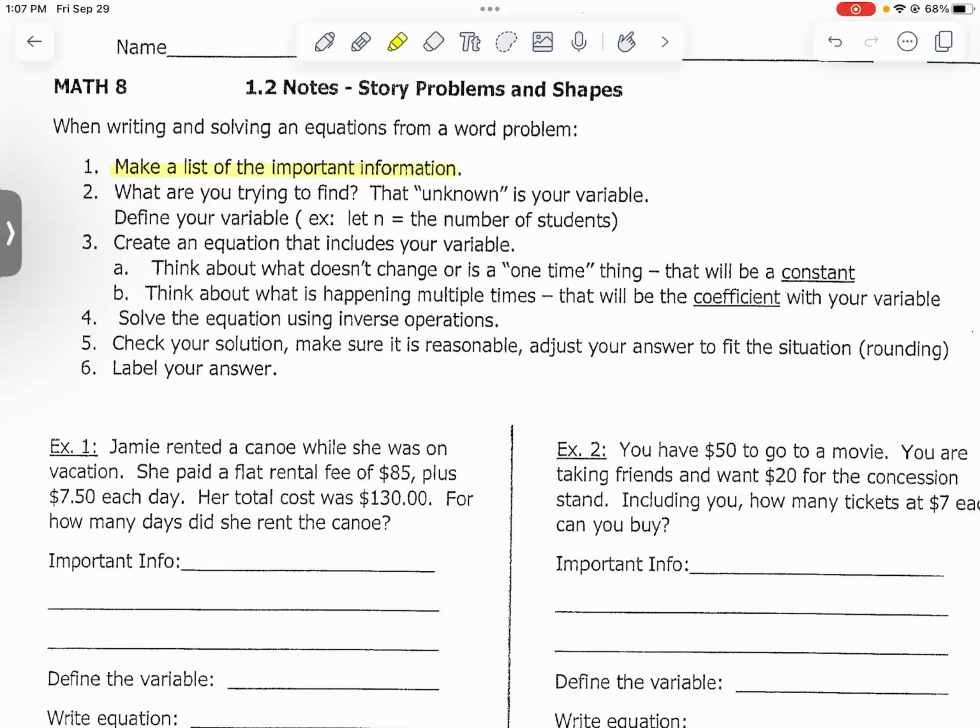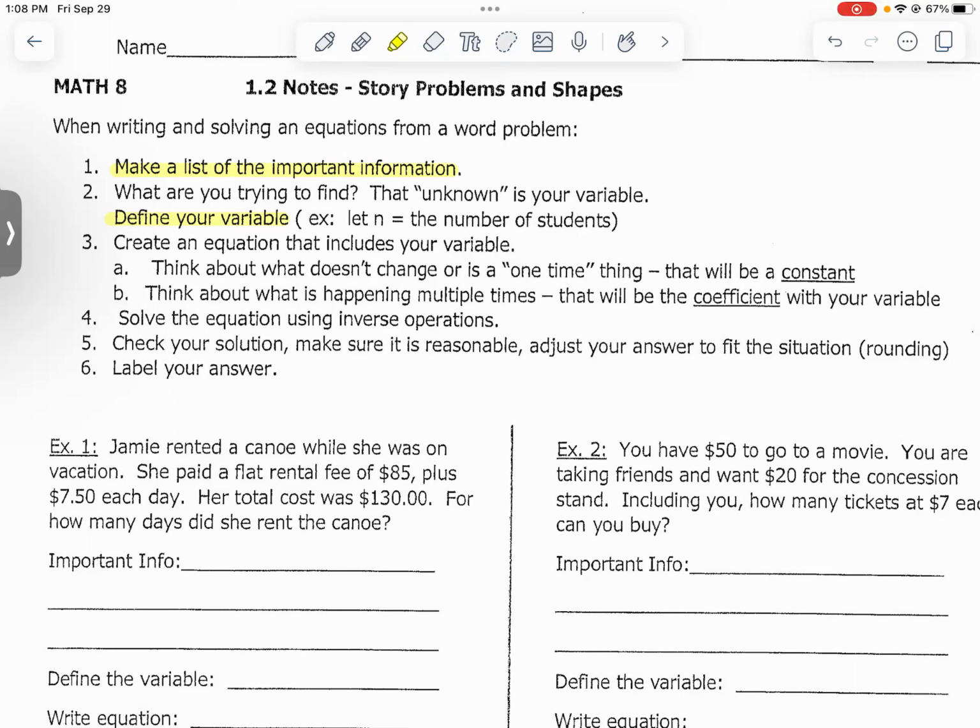It is important that you define your variable, okay? You can use X every time. You can use N for number of students. You can use D for donuts. I don't care what letter you use, but you need to label your variable. There were a couple times in 6th hour where somebody tried to label our answer in money, but we were talking about people, okay? So make sure you label what your variable is. That way, when you get to the answer, you know what you found, okay?